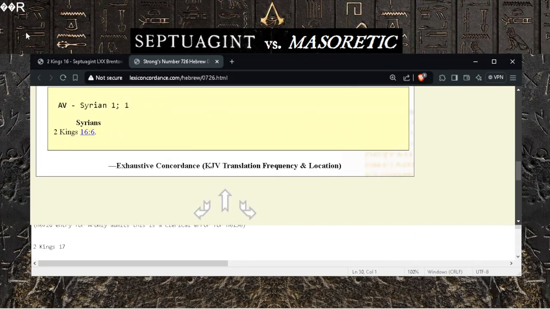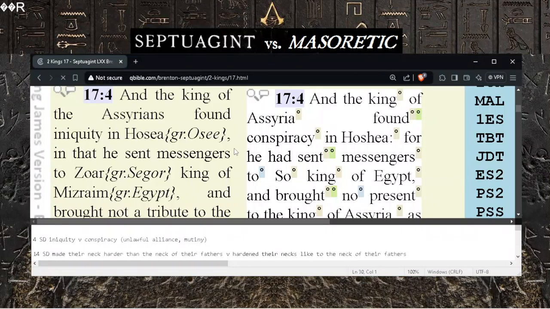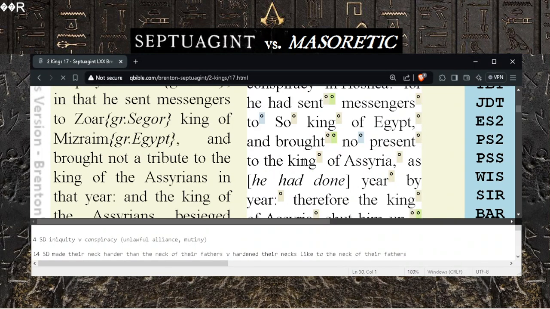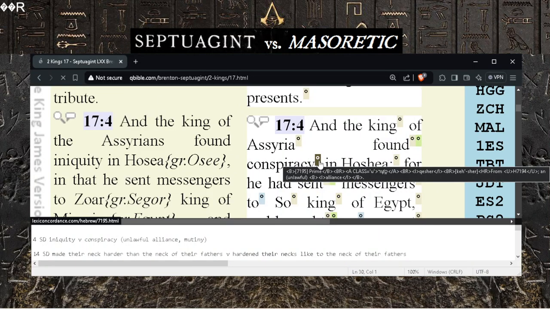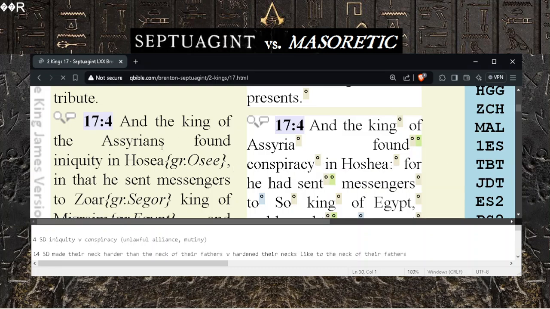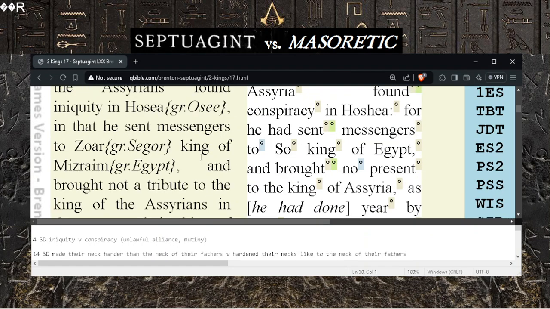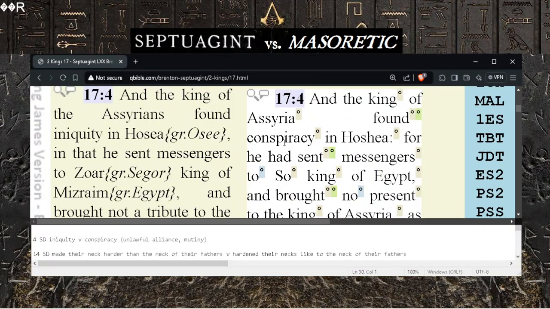All right, moving on. Chapter 17 now, in verse 4, we have a difference here of a conspiracy, which means an unlawful alliance or rebellion, mutiny, versus iniquity. So he found iniquity in Hosea. So that is the charge here. It's not that they had an unlawful uprising, but there was sin found in Hosea.